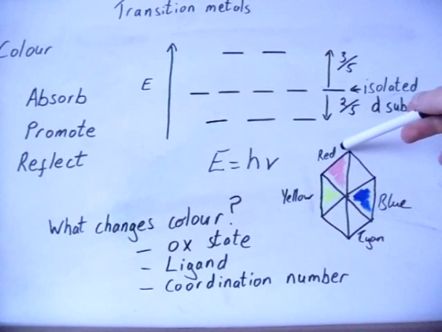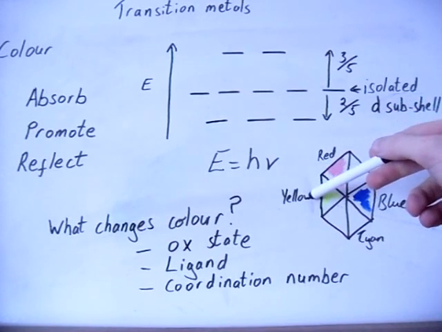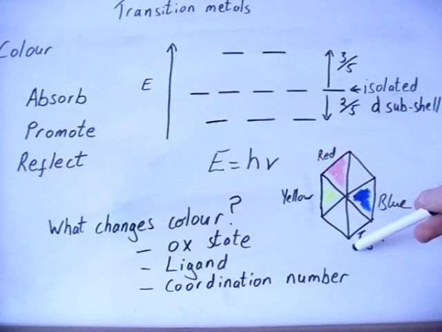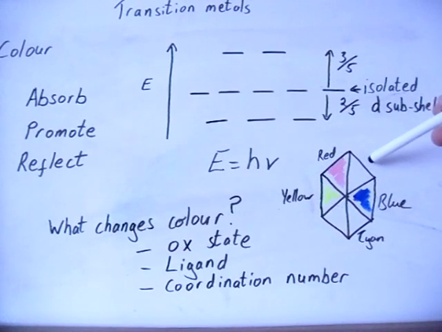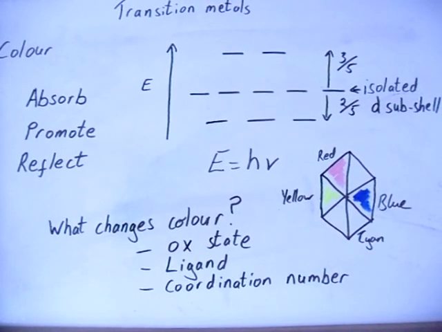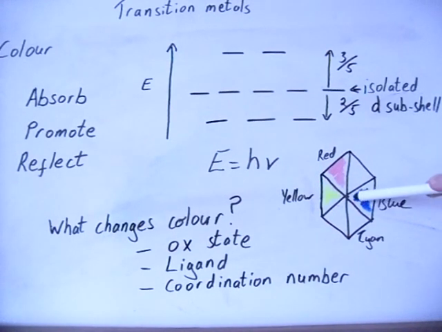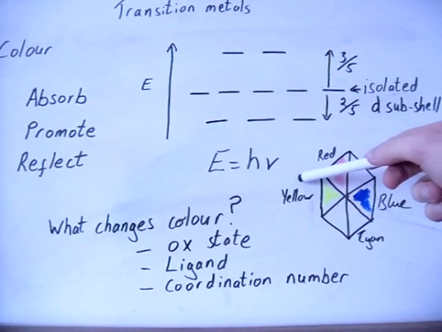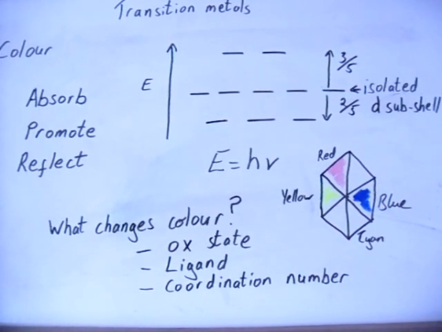So as you can see, as the splitting increases, the colour that we absorb goes round here, and what you see would be the opposite to it. So if there was a massive degree of splitting and we needed a lot of energy, then we would absorb the blue here and you would see the yellow being reflected back.